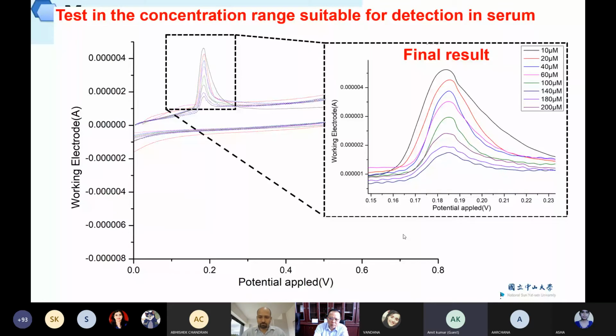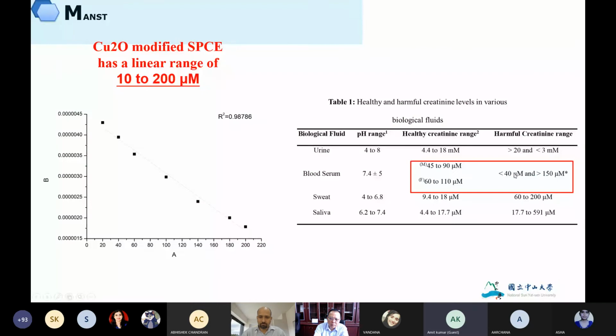And as you can see here, we have a quite linear range with an R-square value of 0.98. But we have also made another graph in which, instead of the current potential, we use the log of the current, which increases the linearity to about 0.999, which is much better.